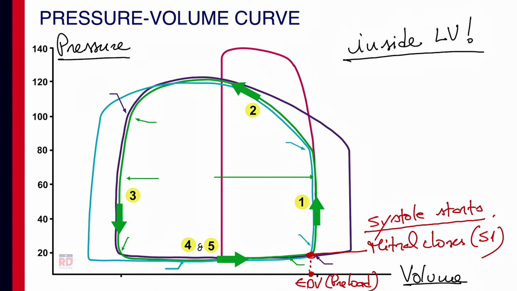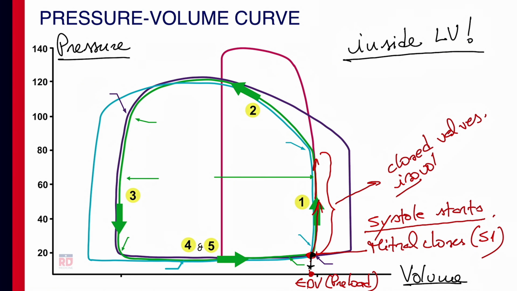Notice how pressure starts to rise sharply here, but volume stays constant. Volume is here, but the pressure is rising sharply. That's because both valves are closed. No blood is going in or out. This phase is called isovolumetric contraction. Iso meaning same volume, isovolumetric. And it ends when the aortic valve opens.